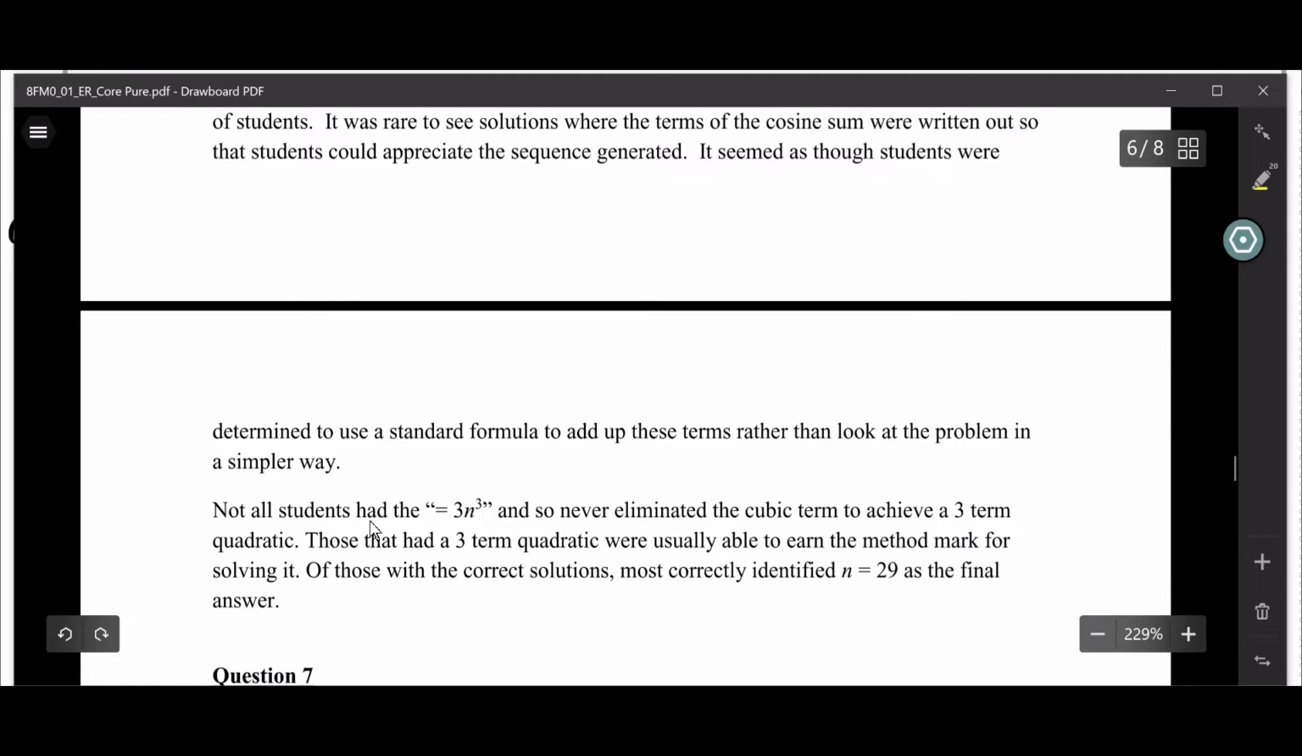And not all students had the equals 3n cubed, and so never eliminated the cubic term to achieve a 3-term quadratic. Those that had a 3-term quadratic were usually able to earn a method mark for solving it. Of those with the correct solutions, most correctly identified n equals 29 as the final answer.